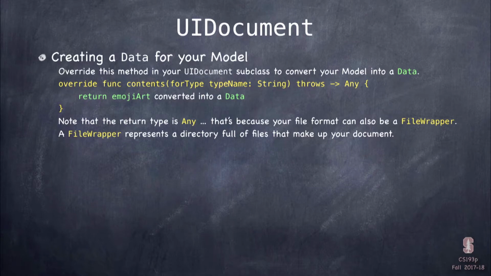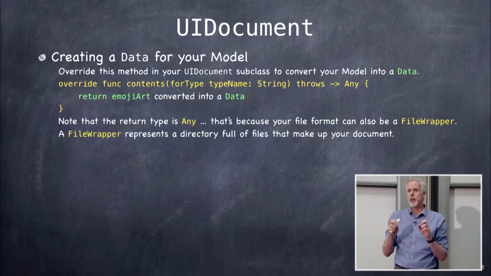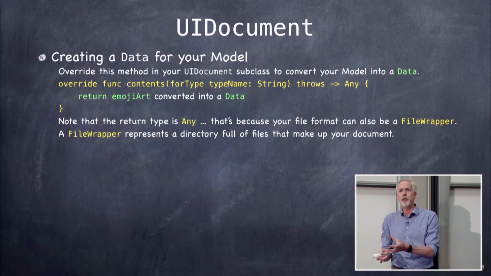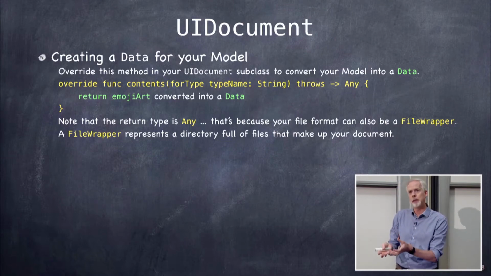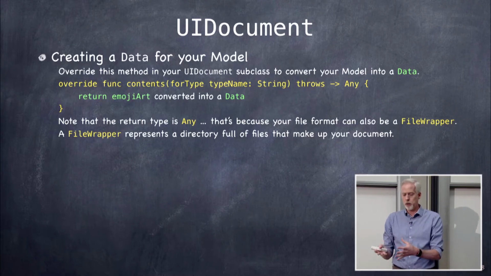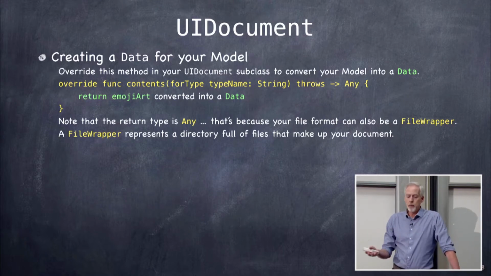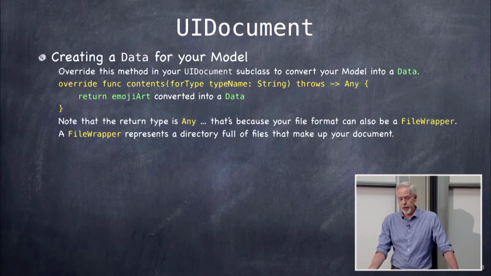And notice it returns an any. You would think that would return a data right there, but it returns an any because you can actually also represent your document as a directory full of files. That's called a file wrapper. But we're just going to talk about the data way of doing it. If you want to do the file wrapper way, you have to look up the documentation for a file wrapper. It's not that hard, but it's a little more complicated than just turning it into a data blob.